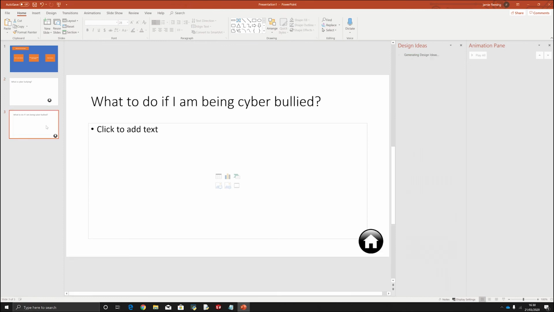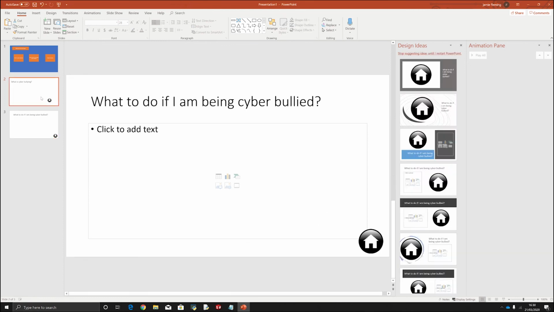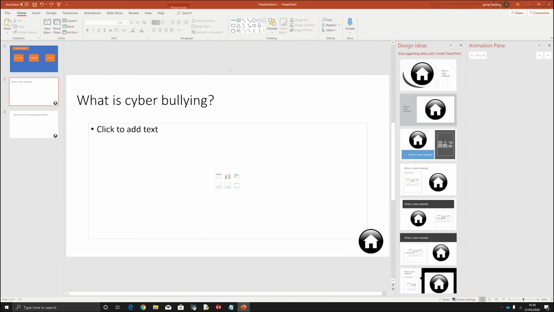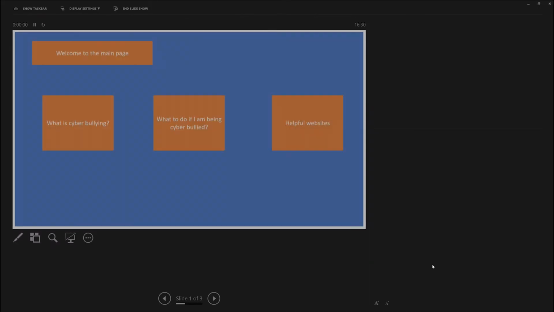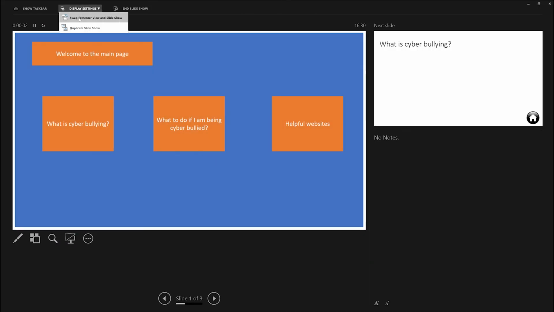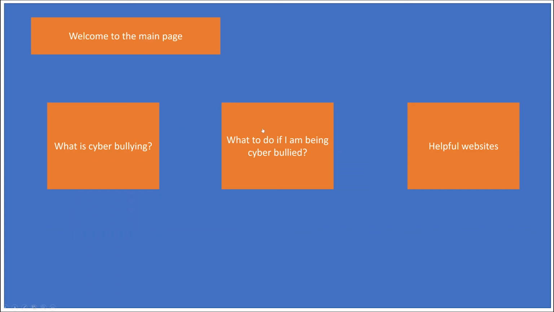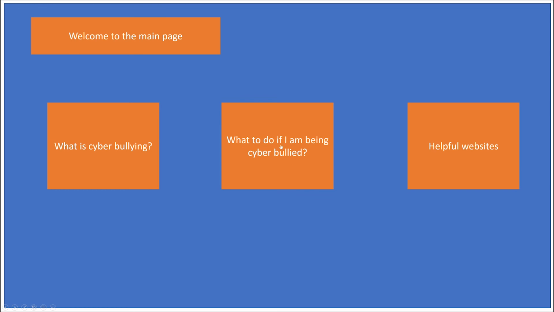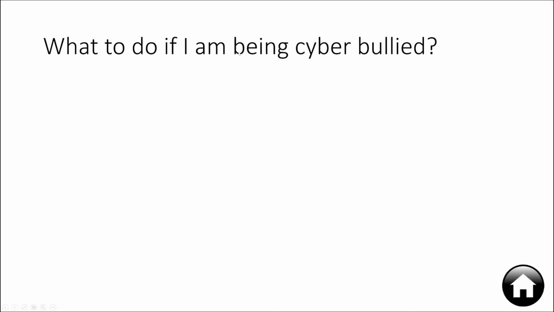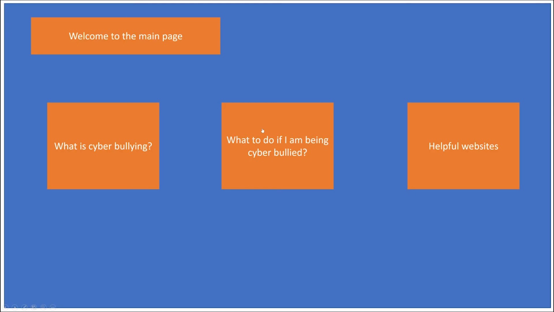If it had moved, when you go for different slides, it doesn't look quite as nice because the home button is moving around. We don't want it to move. So let's go into our presentation to actually view it. Now if I click on these, you can see that I can click there, and it takes me to the right slide. Click home, and then what to do if I'm being bullied. So what to do if I'm being cyberbullied, and then click there, and so on. Obviously this one won't work at the moment because we haven't linked that.